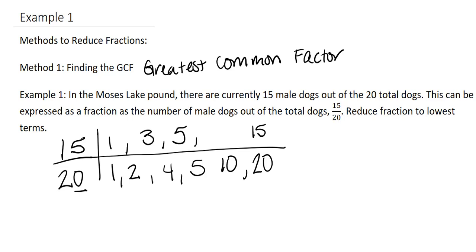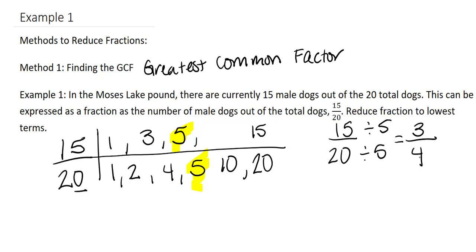Now we look for the greatest common factor between the two. And so we notice 5 is the greatest factor between the two. So what we do now is we're going to take our fraction and divide out the greatest common factor, which is 5. So we have 15 and 20. And we're going to divide both the top and the bottom by 5. So when we do that, 15 divided by 5 is equal to 3. 20 divided by 5 is equal to 4. So 3/4 is our reduced fraction.